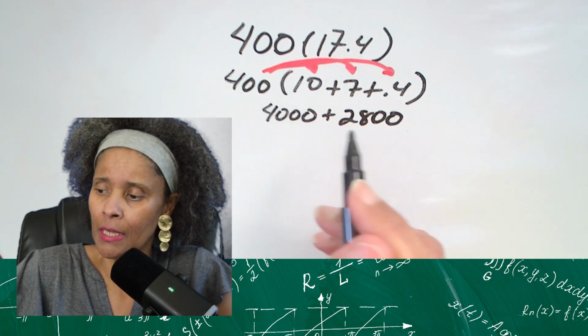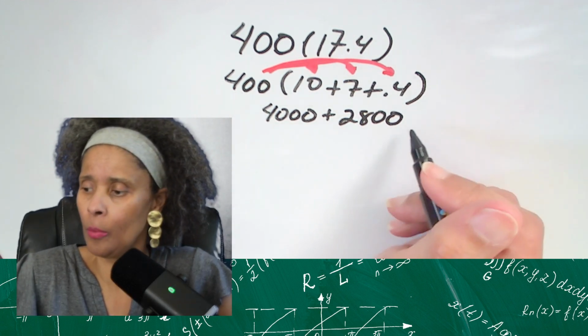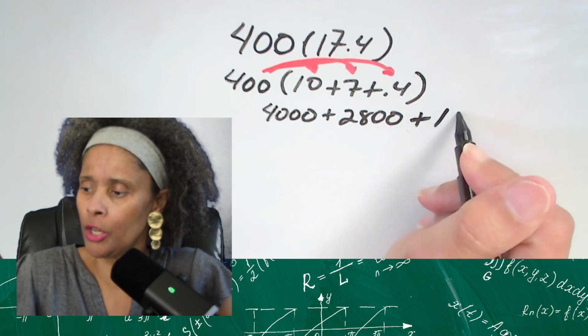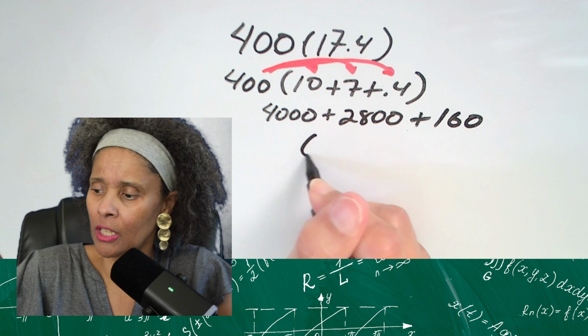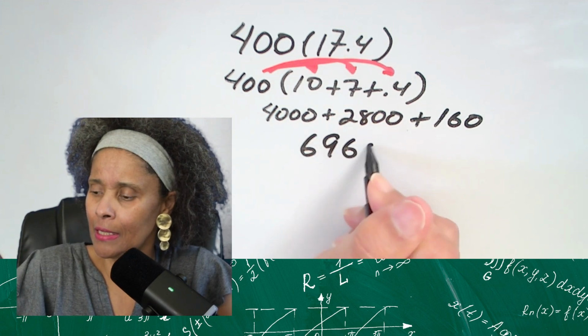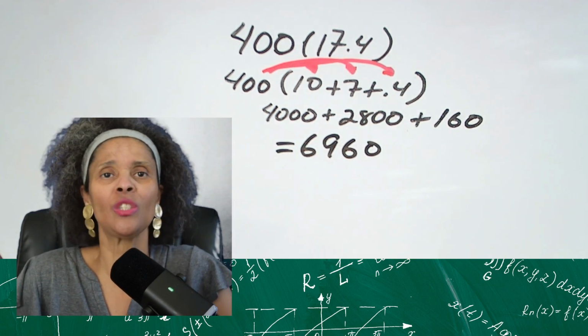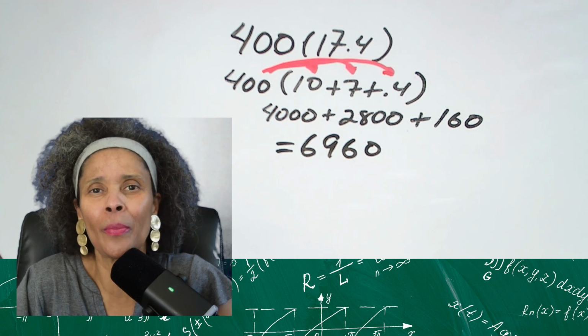And then 400 times 0.4. So 0.4 of 400 is going to be 160, right? And so now all I have to do is add these all together, and it's going to give me 6,960. That's going to be the answer to this problem. That's an example of how you can use the distributive property and apply it in real life.